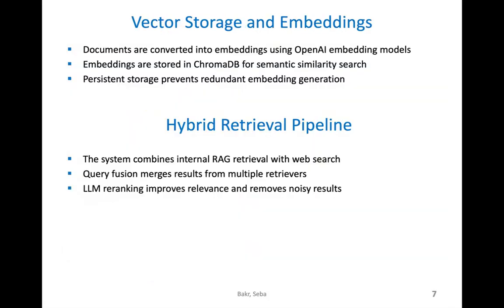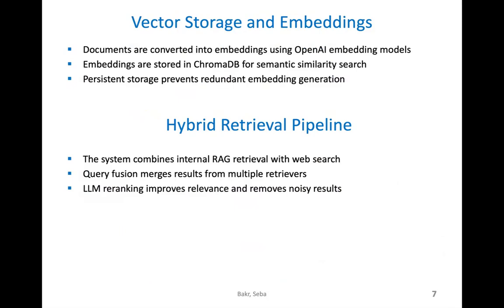with the resources. Vector storage and embedding is utilized for documents that are converted into embeddings using the OpenAI embedding models. Embeddings are stored in ChromaDB for semantic similarity search, and persistent storage prevents redundant embedding generation.